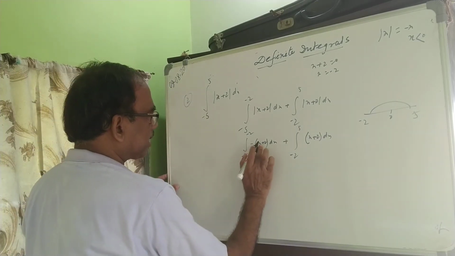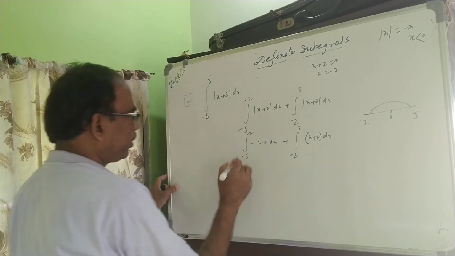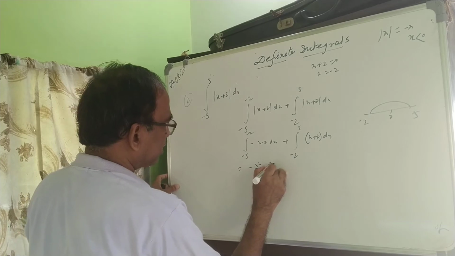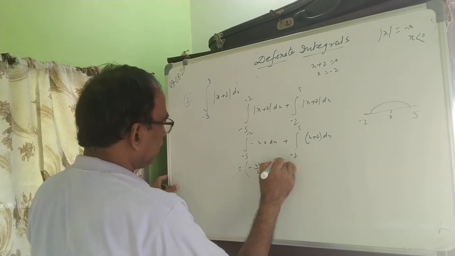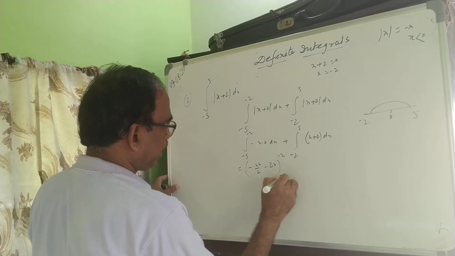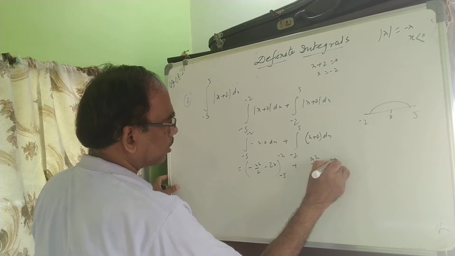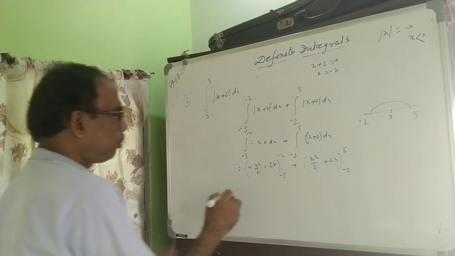That is minus x minus 2. Remove the bracket, this will be minus x minus 2. Now integration: minus x square by 2 minus 2x, plus, this is x square by 2 plus 2x, with limits minus 2 to minus 5. Now we have to put upper limit, lower limit.